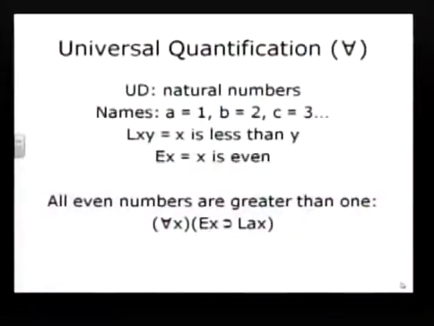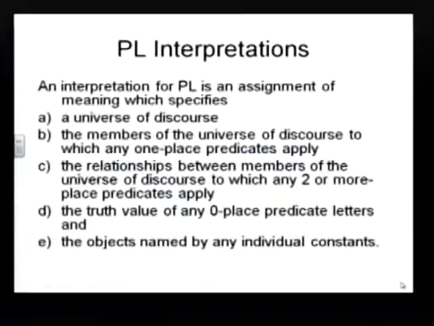And so here's a very, very simple interpretation. That's what we did here, where the universe of discourse is natural numbers. There is the specification of the naming convention for individual constants in this universe of discourse. There's a two-place relationship, namely L, which is the less than relationship, and a one-place predicate, namely being even, that is named there. So that is what's meant by a PL interpretation. That's an example. They can get as complicated as you please.